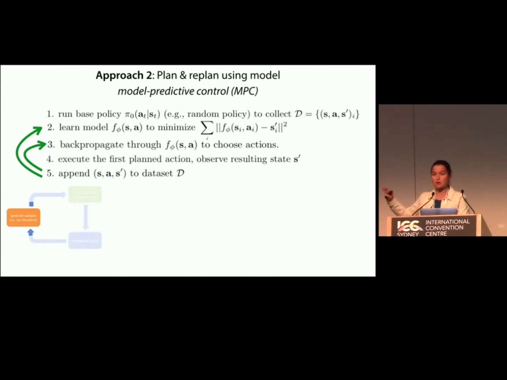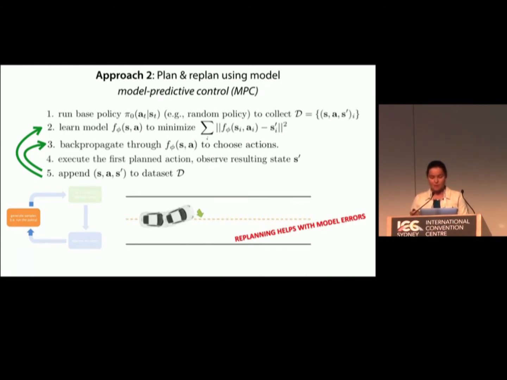So what this algorithm does is it just changes how we're generating samples and it turns the policy into a policy that's implicit, that is determined by planning through the model. And as a result, this helps with model errors. So one of the benefits of this is that we can replan to correct for model errors. One of the downsides, though, is it's very compute intensive because you actually have to do this planning and replanning in real time as you're executing actions.